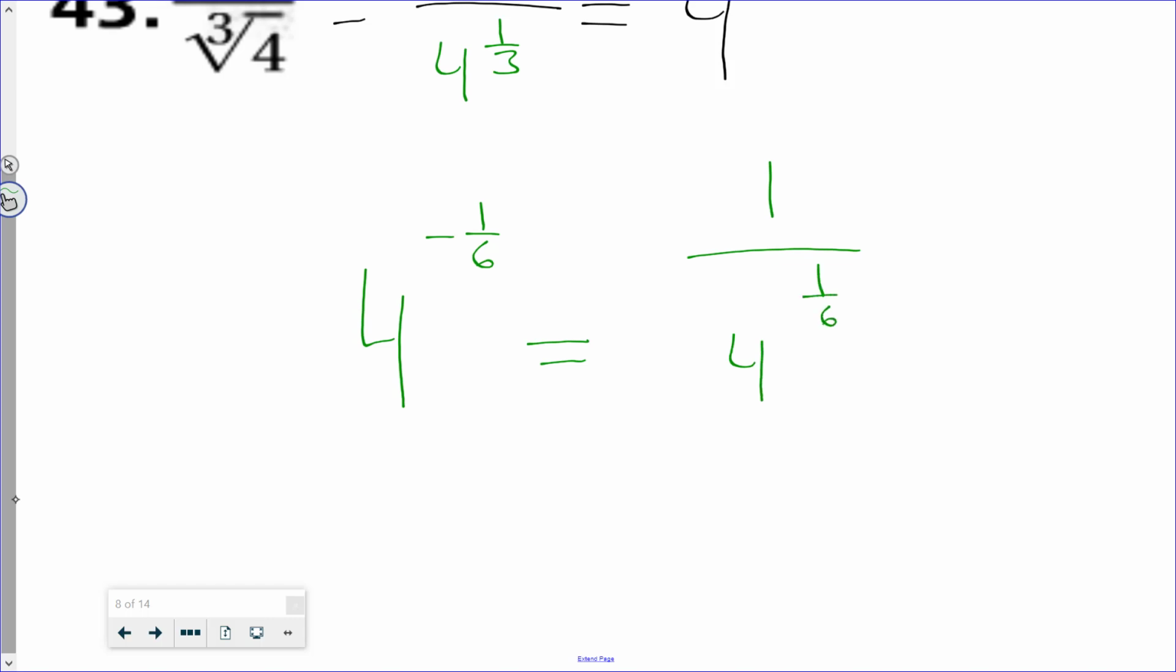And now that the exponent is positive, we could rewrite it in radical form. And radical form is what? The 6 in the radical, then 4. Thank you. 1 over the 6th root of 4.